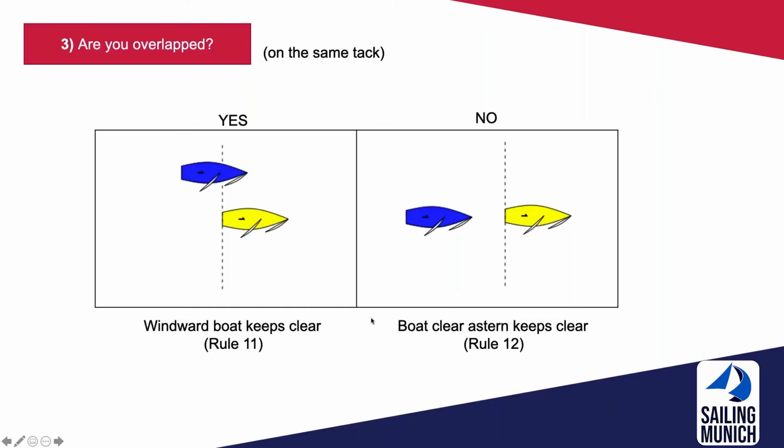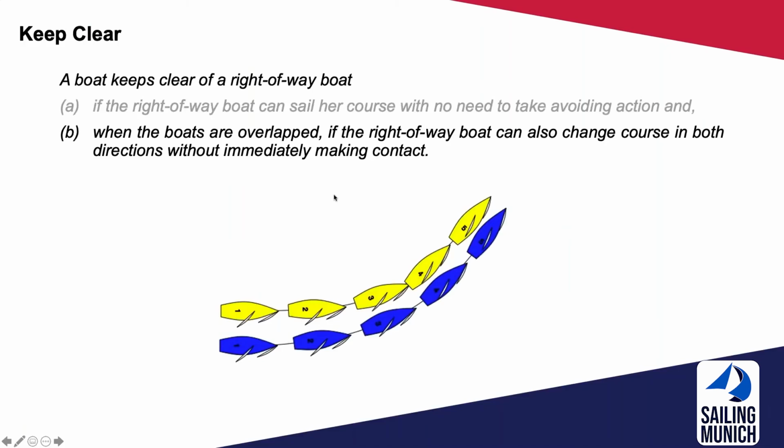And now you might be asking, well, we said that keep clear was defined by whether the right-of-way boat could sail her course. Clearly, in both of these situations, the right-of-way boat can sail her course pretty easily. But actually, the definition of keep clear has a second part. It says, when the boats are overlapped, if the right-of-way boat can also change course in both directions without immediately making contact. So it's this second part of the definition that we use when we're talking about boats that are going to be overlapped.